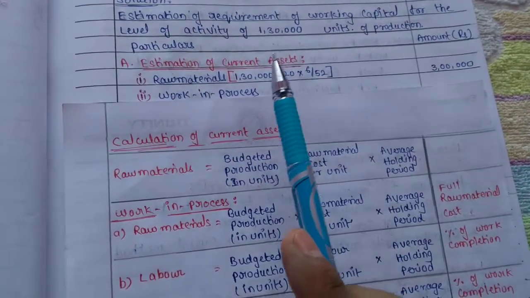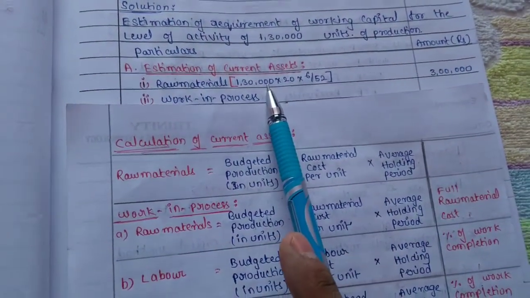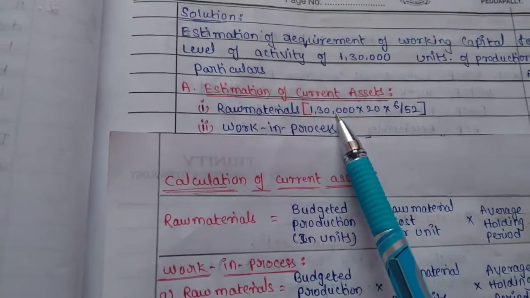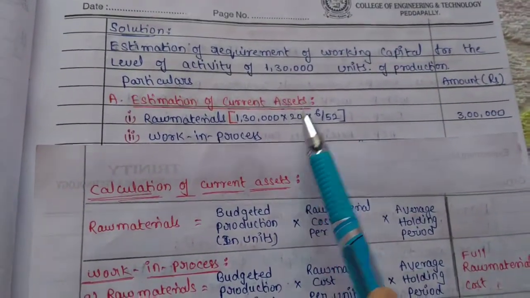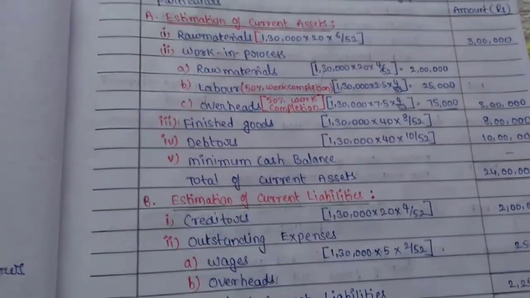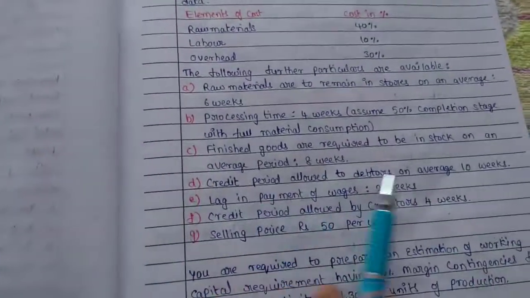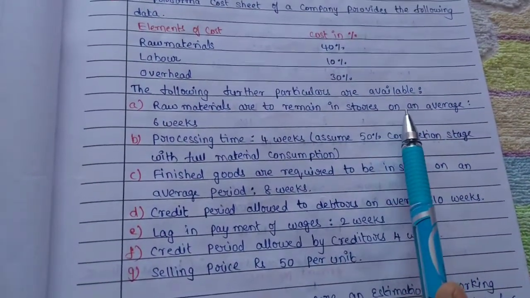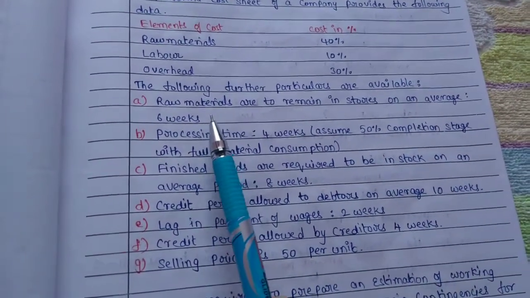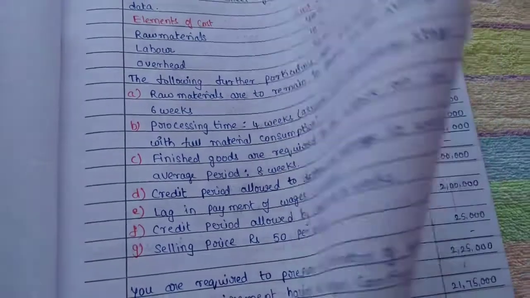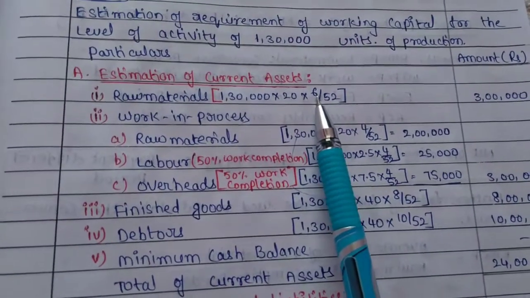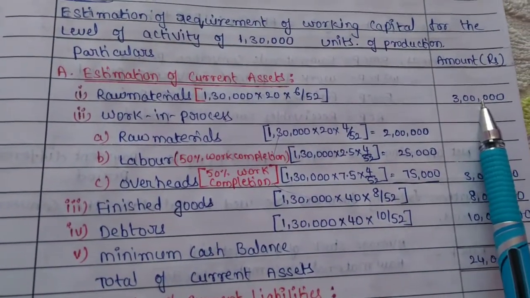See here, the budgeted production is 1,30,000 units into what is the raw material cost? Here in our calculation we got raw material cost as rupees 20. So here, budgeted production 1,30,000 into 20 rupees into the average holding period. See, in the given problem, raw materials are to remain in stores on an average 6 weeks. So here 1,30,000 into 20 into 6 by 52 is equal to rupees 3 lakhs.